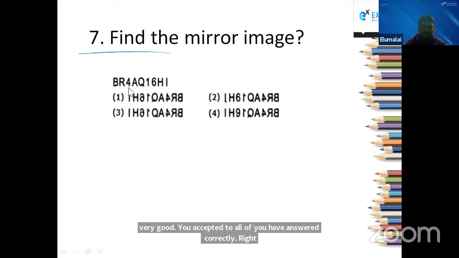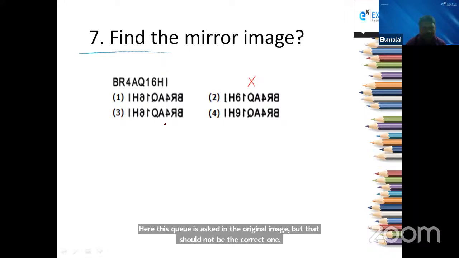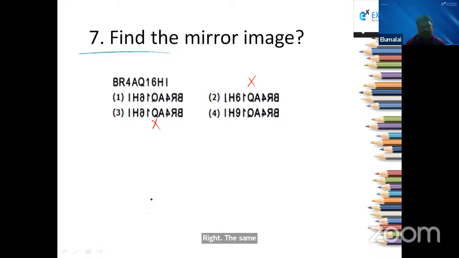Okay. See, left side objects must be in the right side, and right side objects must be in the left side. So based on that property, you cannot eliminate anything. Right. So if you search for similarities, then here this Q is as in the original image, but that should not be the correct one. The same way, this 3 is also not the correct one. Isn't it? Yes. Now, either 1 or 4 can be the correct answer.